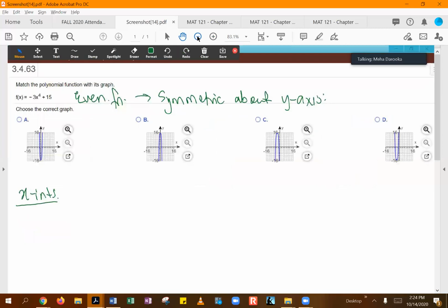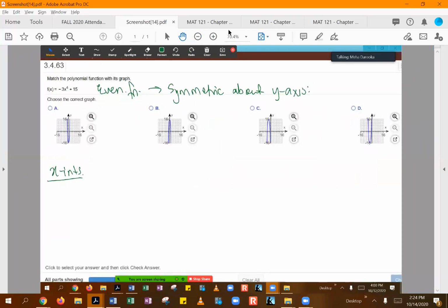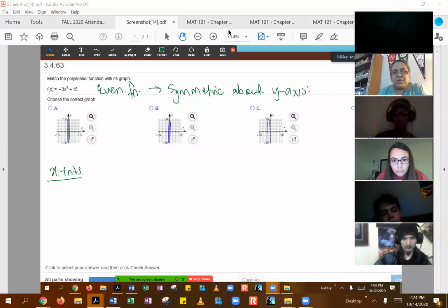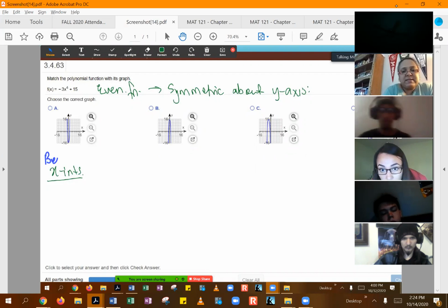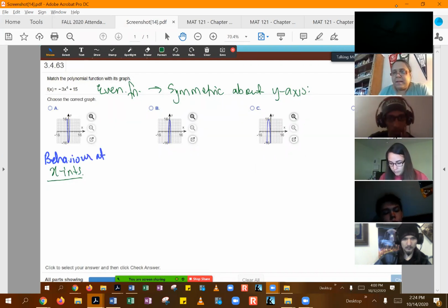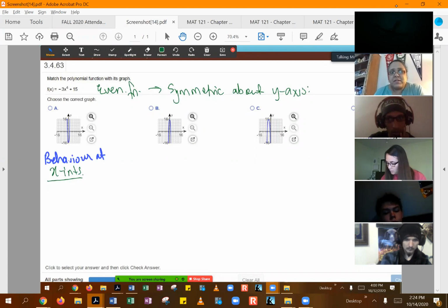Our next step was finding the x-intercept. So do you know how you would find the x-intercepts here, so we can talk about the behavior of our function at the x-intercepts? What process would we have to do to find the x-intercept for this function?